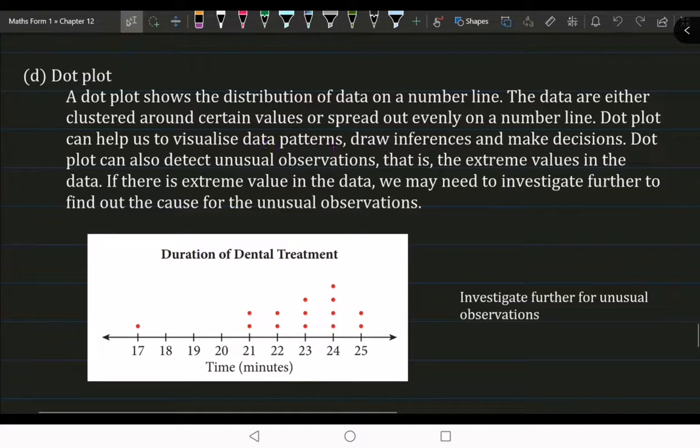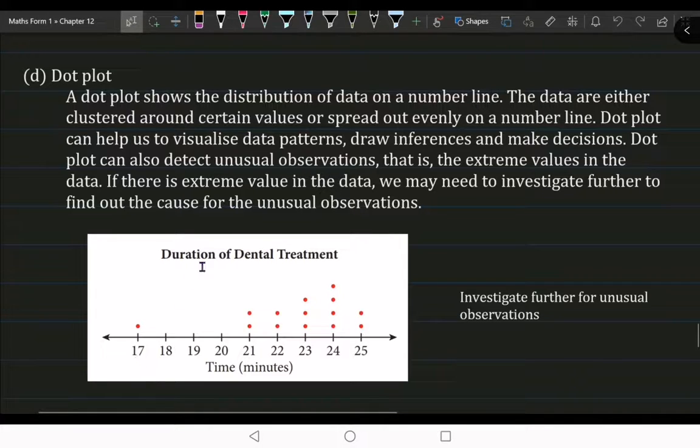So this one helps us to visualize the data pattern. What is a pattern here? And you can draw an influence and make a decision. OK，做什么决定？Draw an influence，做什么结论？Make decision 是做什么决定？The plot can also detect unusual observations。看有什么不寻常的东西。So this one is going to detect the unusual observation, unusual data. Why is this one extremely different from the others?